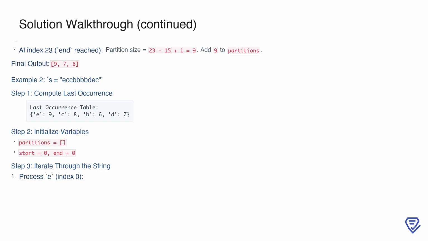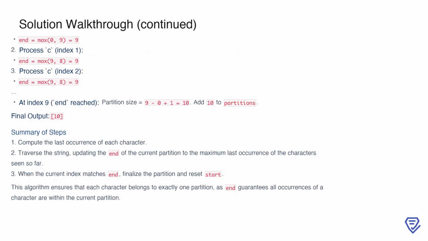At this point, we've processed the entire string, and the partitions list contains 9, 7, 8, representing the sizes of the 3 partitions. This output ensures that no character appears in more than one partition, as each partition is defined to fully contain all occurrences of the characters within it. Now, let's consider a second example with the string ikdebdek.